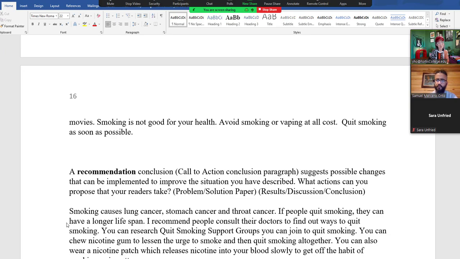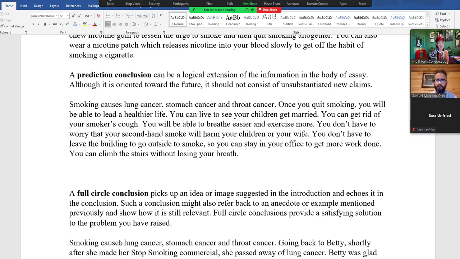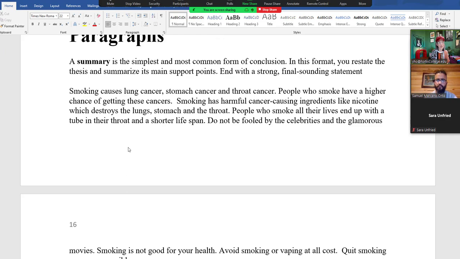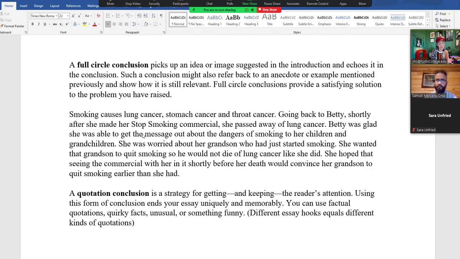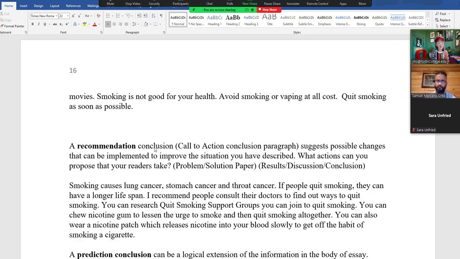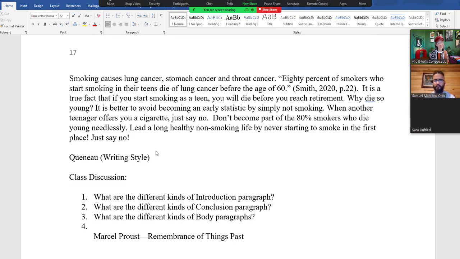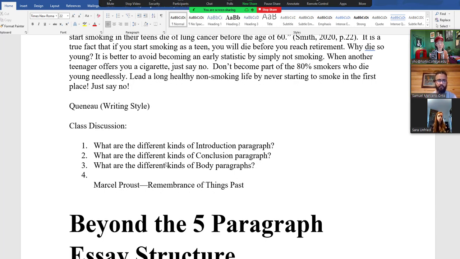If you're a business person, you're going to go with prediction, recommendation, and call to action. If you're an academic writer, you're going to use mainly summary and quotation. And if you're into literature, that's where people use full circle. But if you're a really good imaginative writer, whatever you're writing, you can mix and match all of these. That's why it's always good to know different ways of writing the introduction and conclusion.